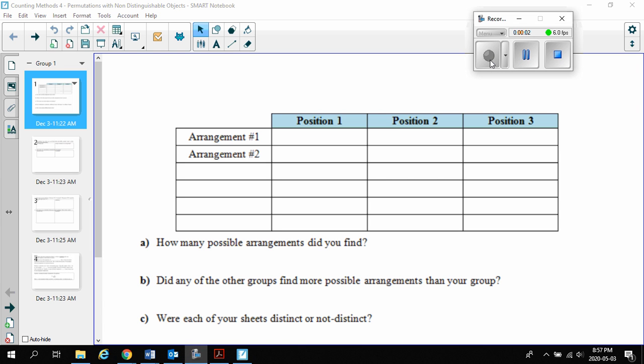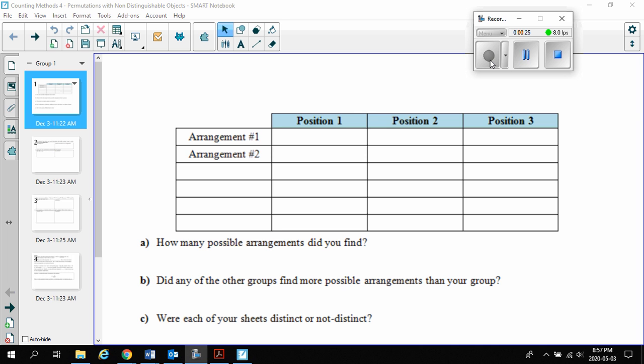Hey, my math 30s. The next lesson that we're going to do is permutations with identical objects. So our last lesson was distinguishable or distinct objects where you could tell the difference between them. In this one, we're actually going to have some things that we can't tell the difference between, so identical objects.